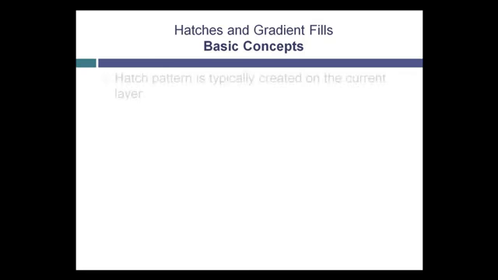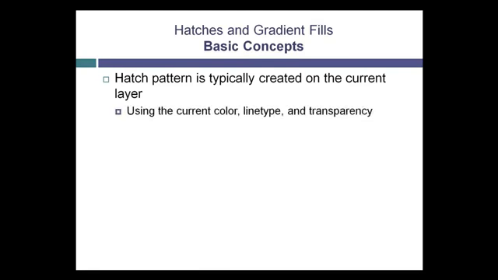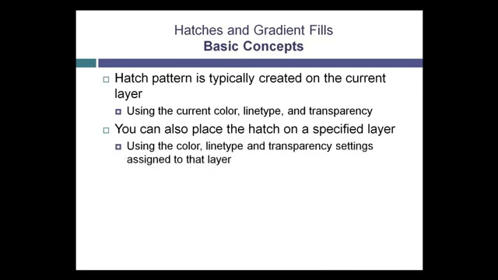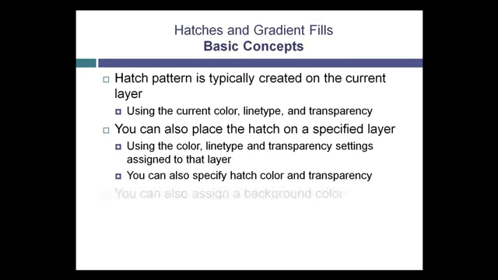When you apply a hatch, the hatch is typically created on the current layer, in which case its color, line type, and transparency are determined by the color, line type, and transparency of the current layer. You can also place the hatch on a specified layer using the color, line type, and transparency settings assigned to that layer. But you can also specify the hatch color and transparency explicitly. You can also assign a hatch background color.